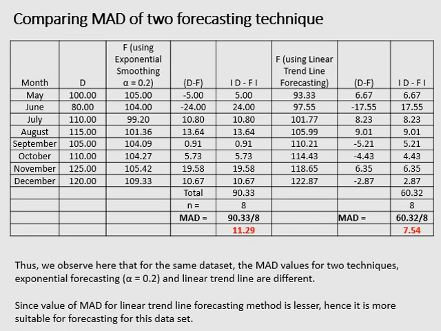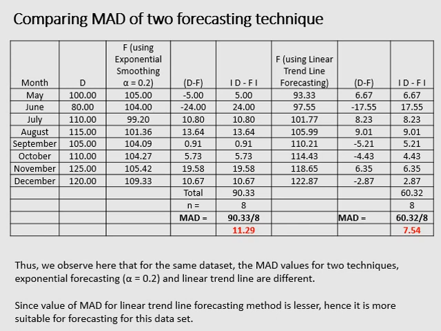We again use the linear trendline forecasting method to calculate the forecast as shown in the table. The error for May comes out to 6.67, and the absolute error value as 6.67. For June, the error value is minus 17.55, and the absolute error value is 17.55. We continue this process till the month of December.